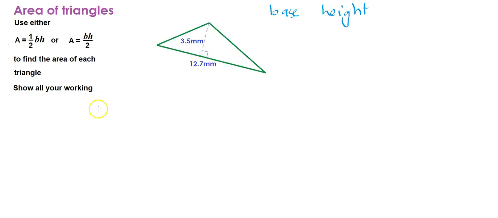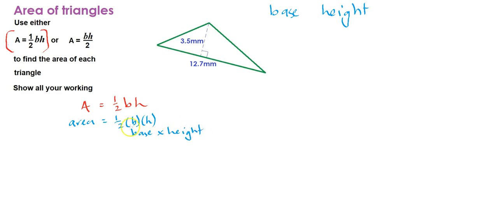So let's solve. Let's start with this particular formula first. A equals half base height. So what it means is area equals a half times the base times the height. Base times height times a half. So we're halving base times height basically. So let's get on with using the formula.